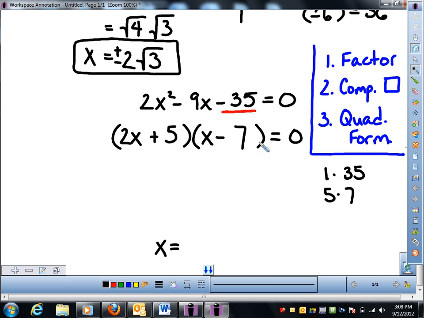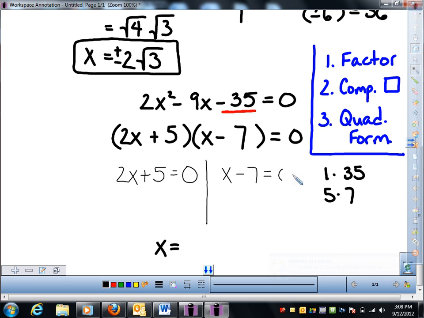Once I get it factored, now my goal is to take each of the factors, this factor and this factor, and set them equal to 0. So I have 2x plus 5 equals 0. I like to draw a line down so I keep them separate. And I have x minus 7 equals 0. Well, with that, now let's go ahead and solve this.